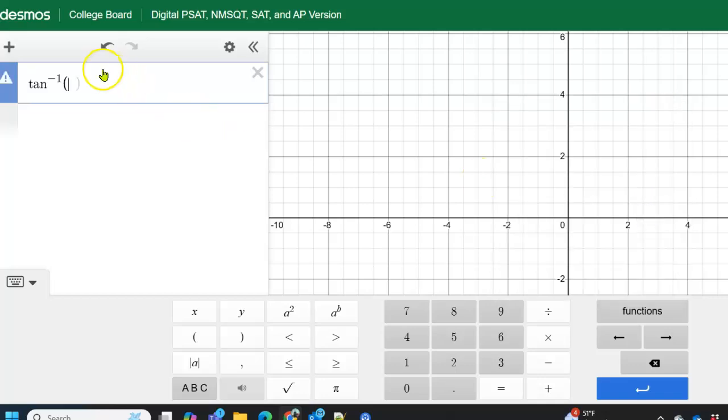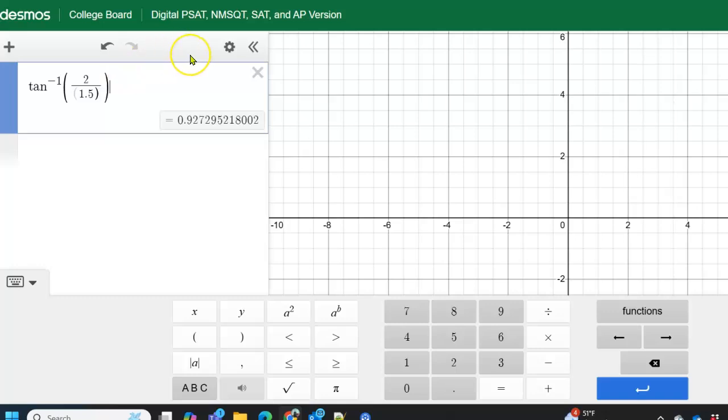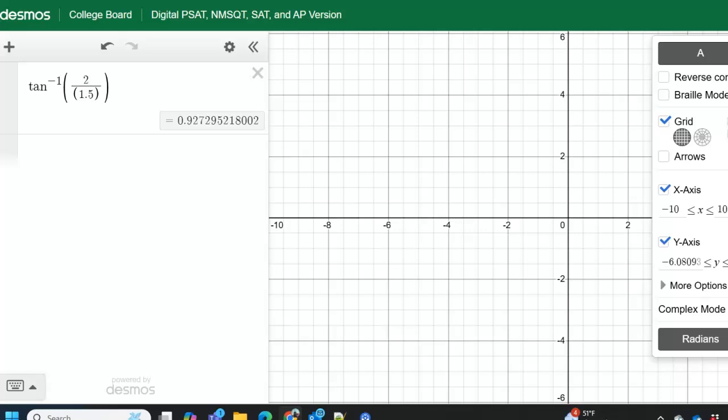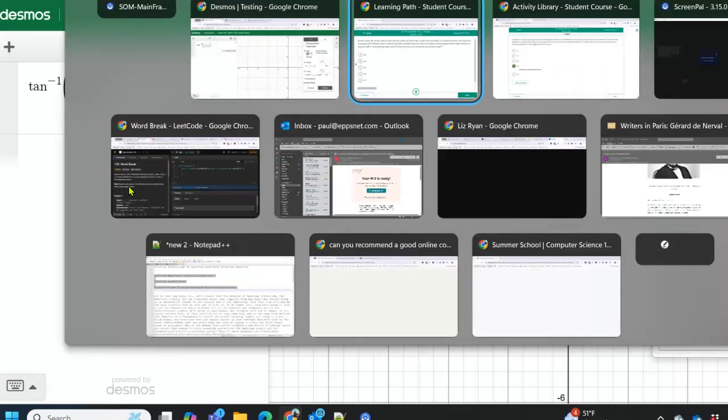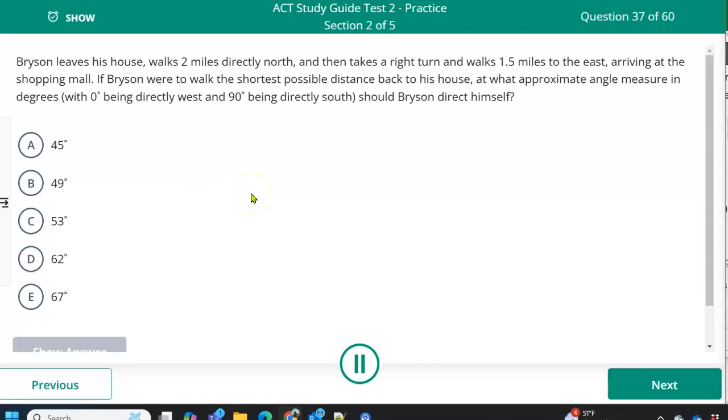Functions, there's the arctangent, and we'll do 2 divided by 1.5. And 92. Doesn't look right at all. Let me check something. Are we in degrees here? Oh, it's on radians. Okay, so let's change it to degrees. Okay, that looks better. So it's about 53 degrees. All right. Yeah, let's try that. What approximate angle measure? Yeah, it's approximately 53 degrees.